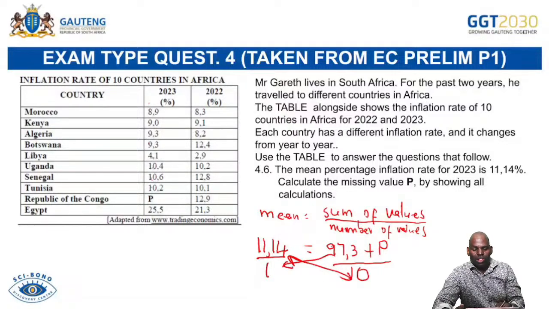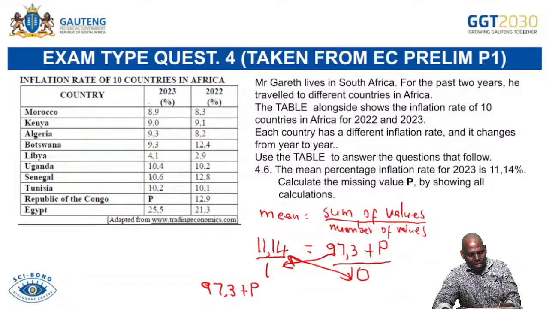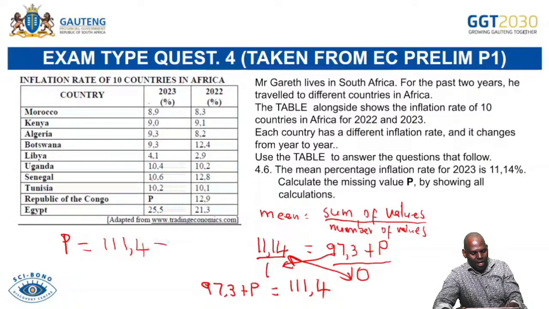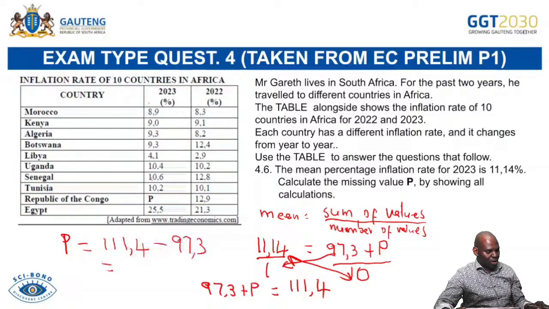Like when you did the cross multiplication in terms of conversion, then I will say whatever I multiply with, in this case, I get 97.3 plus P equals to, if I take 11.14, I multiply by 10, I get 111.4. Then from there, to find the value of P is equals to 111.4 minus 97.3, and this will give me the answer. So it's 111.4 minus 97.3, then this is 14.1. That is the value of P.